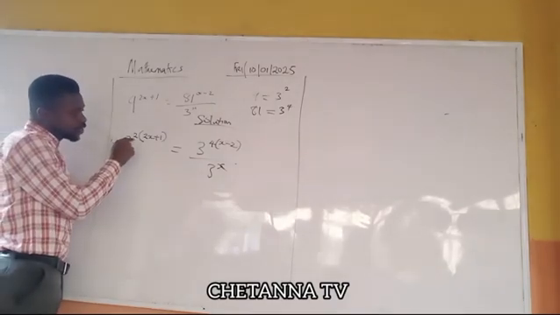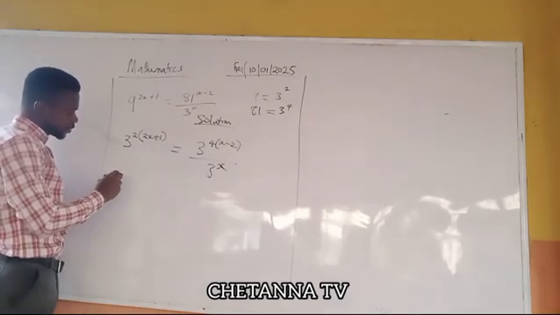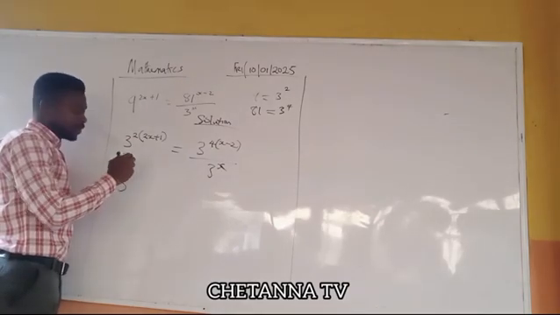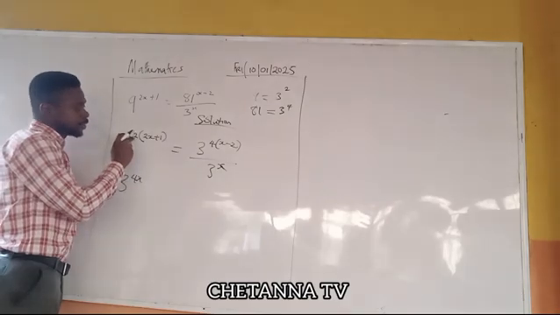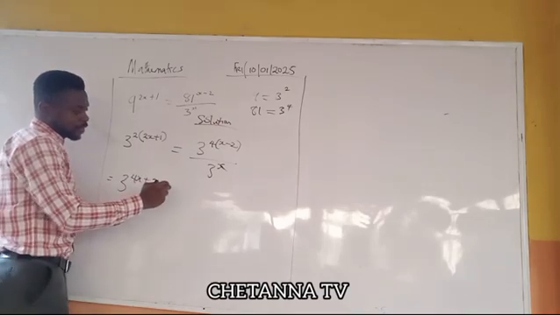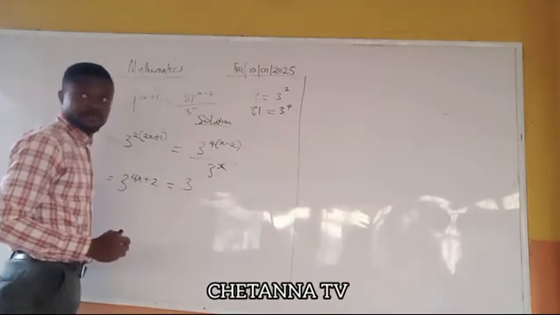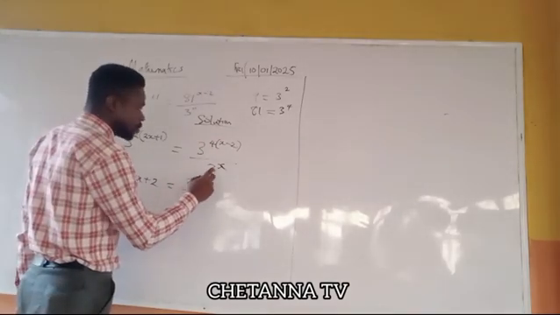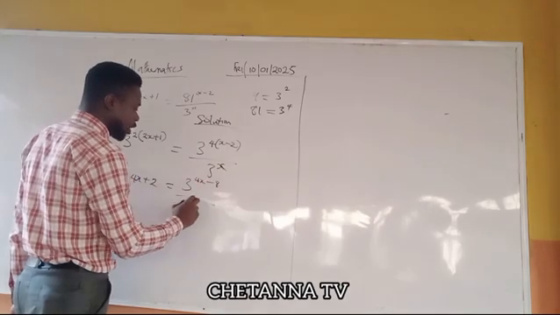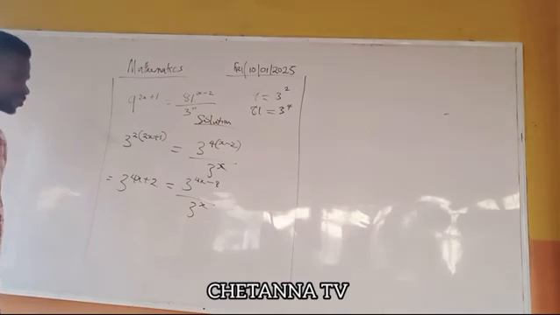So let's now use this 2 to multiply everything here to open this bracket. So this becomes 2 times 2x, 4x, plus 2 times 1, 2, is equal to 3 raised to power 4 times x minus 2, that is 4x minus 8, all over 3 raised to power x. Is it clear?